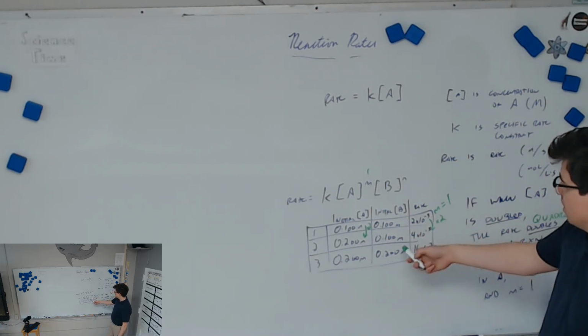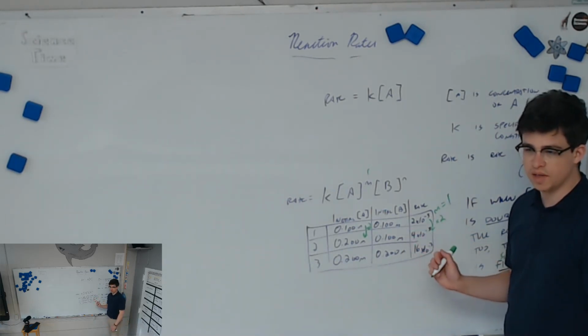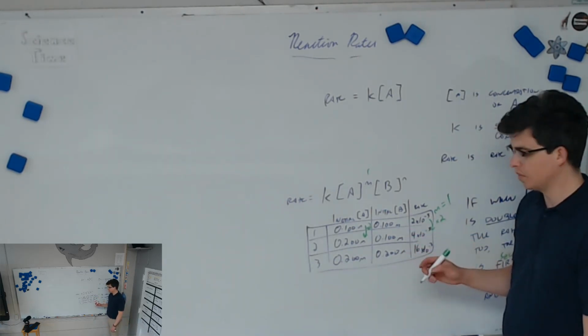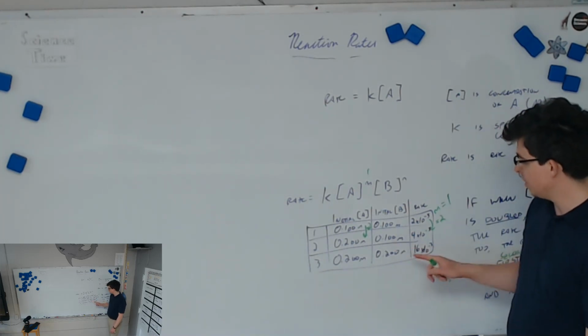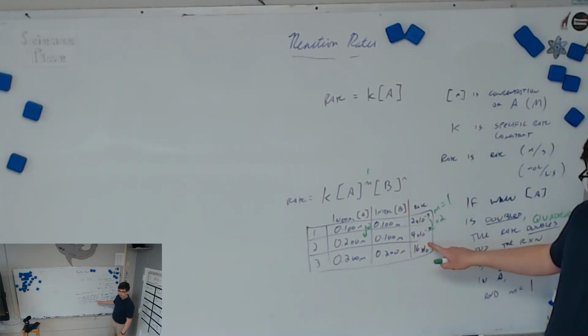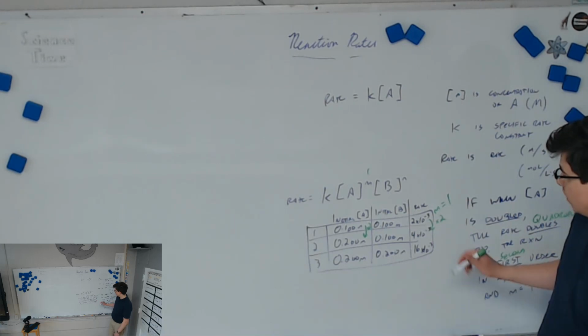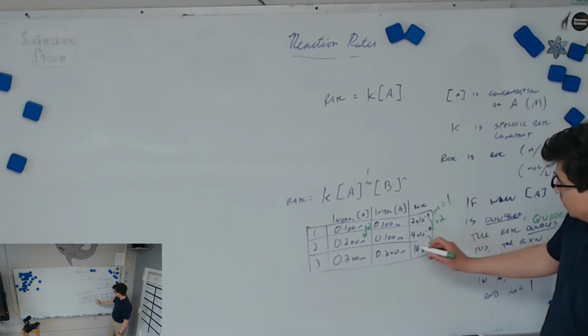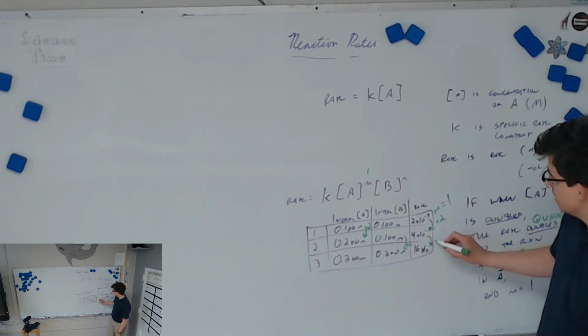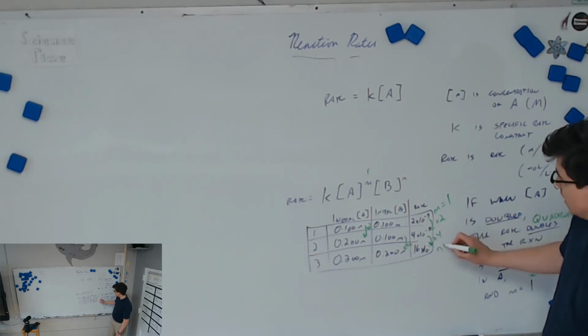Now look at B. In which two trials did we double B? 1 and 2. Nope. 2 and 3. So we doubled B. What happened to the rate? It quadrupled. So we doubled this, and this is times 4. So n equals 2. So this will be 2.